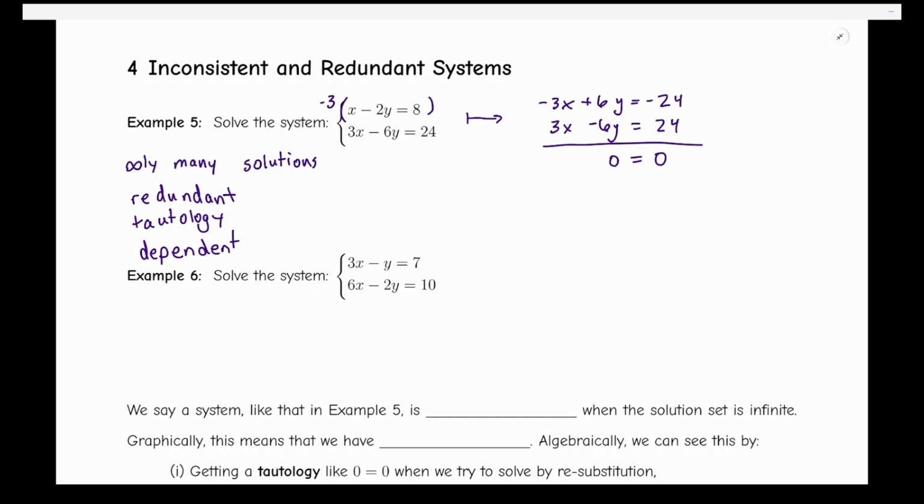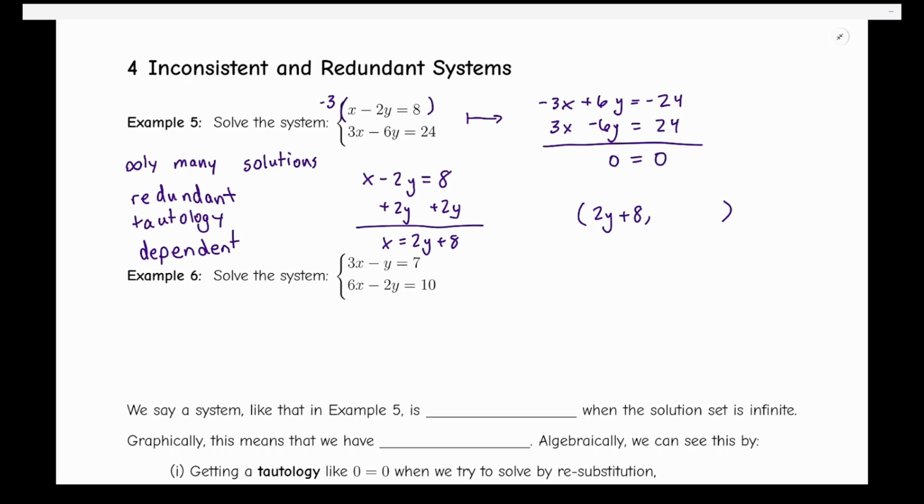So normally what you do is you take one of the equations. I'm just going to take the first equation and then solve for x or y. In this case, I'm going to solve for x. We get x equals 2y plus 8. So that means when I write my solution, I know my x coordinate has to equal 2y plus 8.